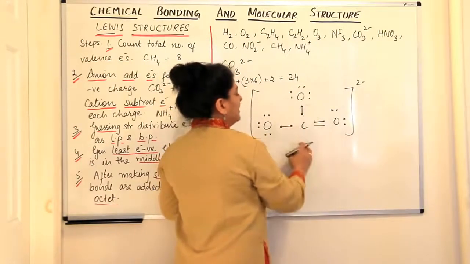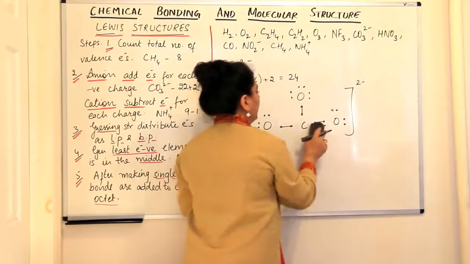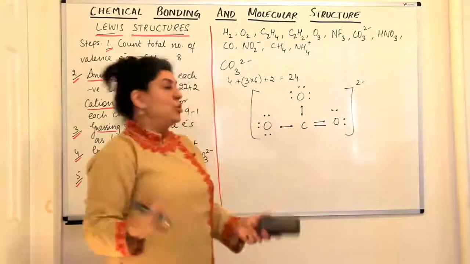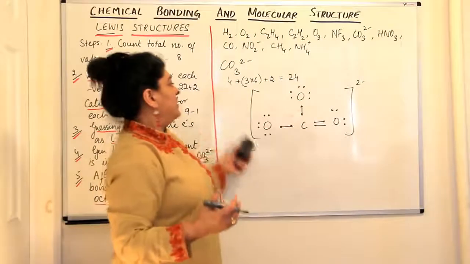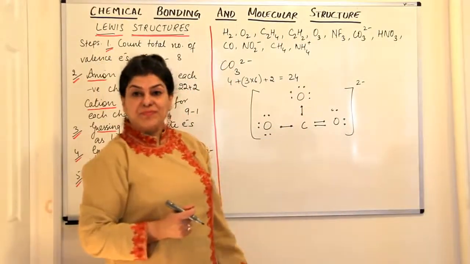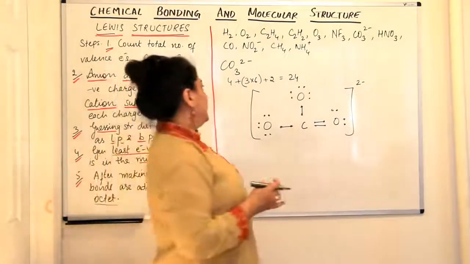Now carbon also has 8 and oxygen already had 8, it only contributed this pair here, so it still has 8 and every oxygen also has 8 electrons. So the octet is completed for all the atoms, and this should be the best Lewis structure for carbonate ion. So this is how you make the structures for ions.